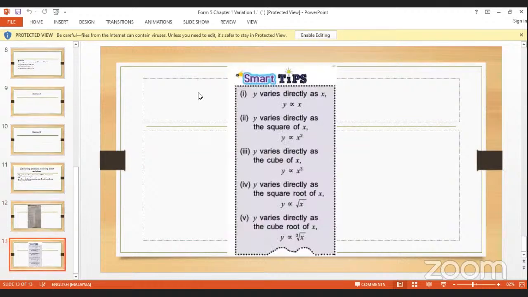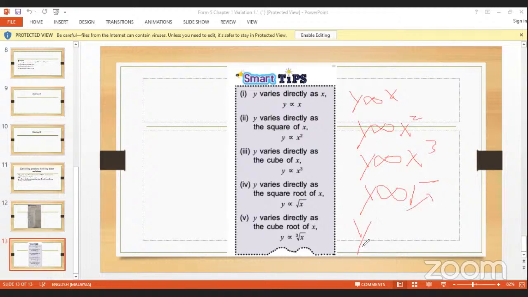This is a smart tip for you. If the question says y varies directly as x, it's written as y is directly proportional to x. Y varies directly as a square of x, y varies directly as a cube of x. And y varies directly as square root of x will be y proportional to the square root of x. And y varies directly as a cube root of x will be y proportional to the cube root of x.